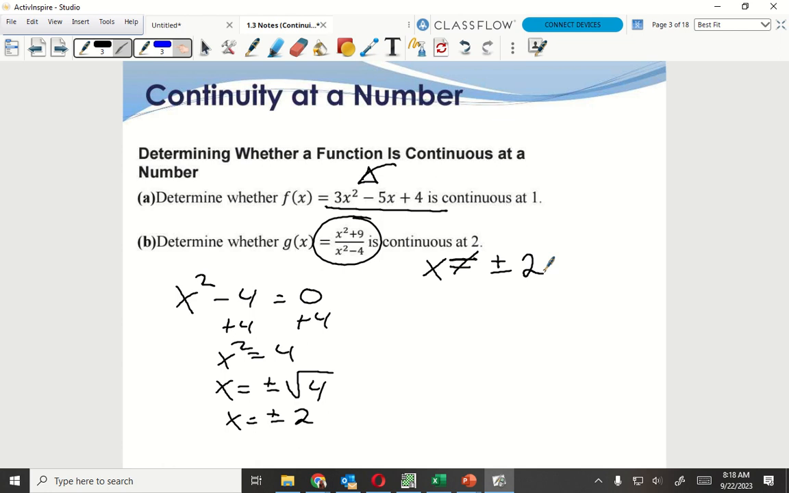So let's go back to the question. Is this continuous at 2? No, it is not continuous at 2.